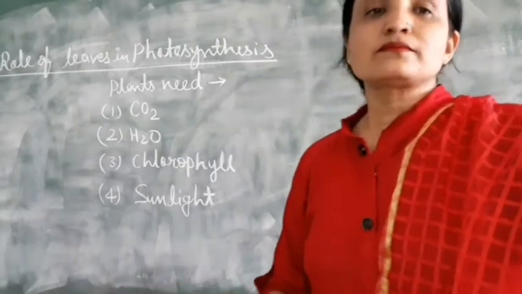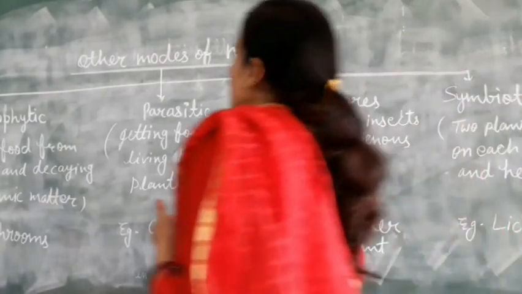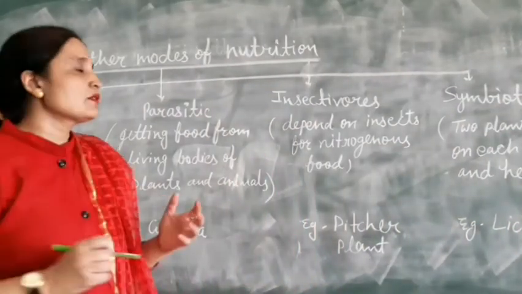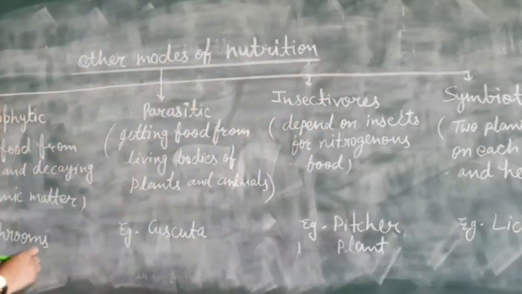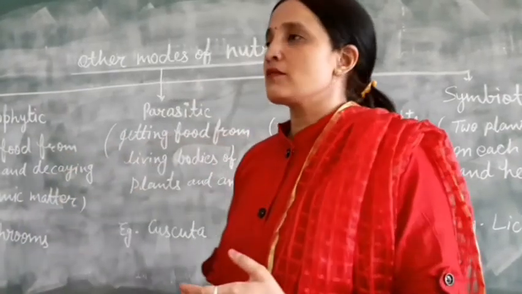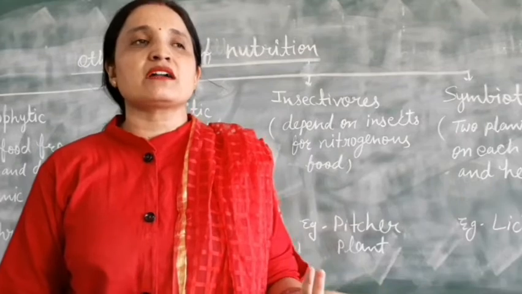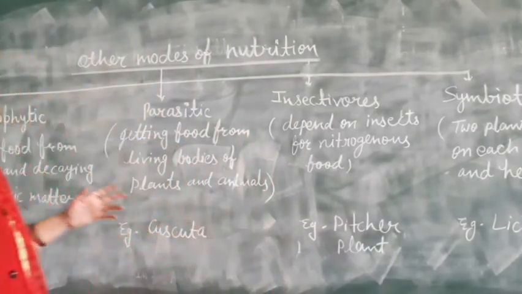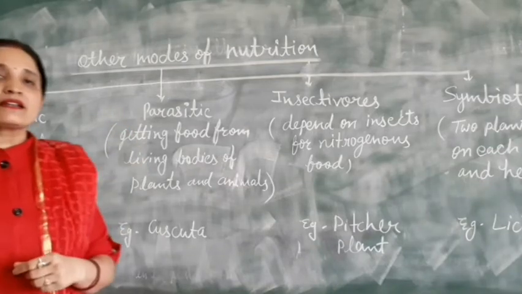Now we will discuss some other modes of nutrition. First is saprophytic. Saprophytic means getting food from dead and decaying plants. There are some organisms which get food from dead and decaying organic matter, dead plants, dead animals, like that. That is known as saprophytic. An example is mushrooms.